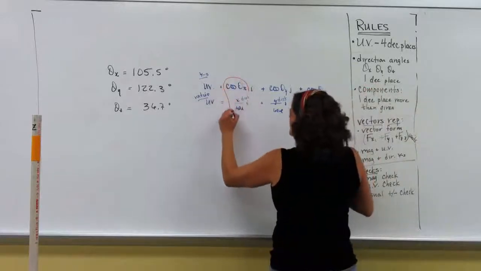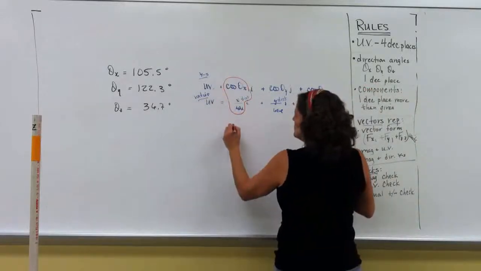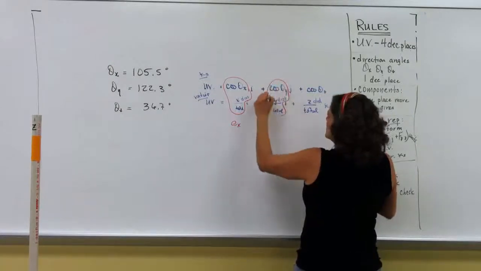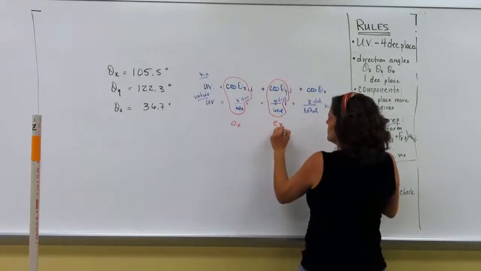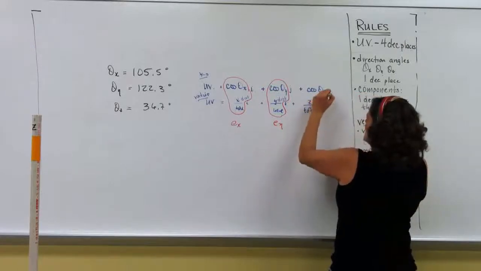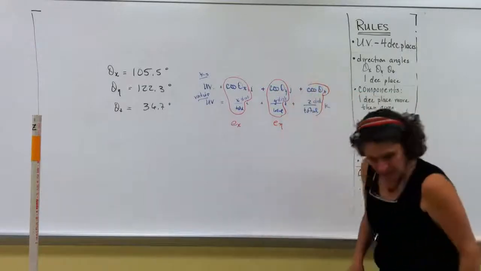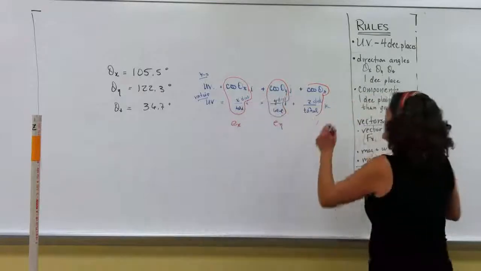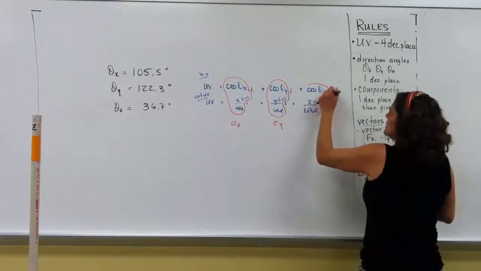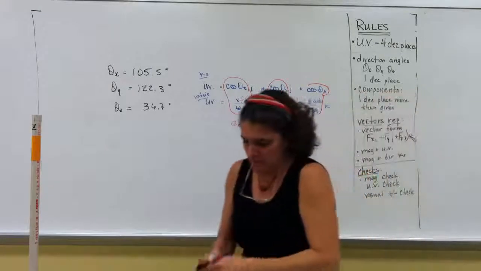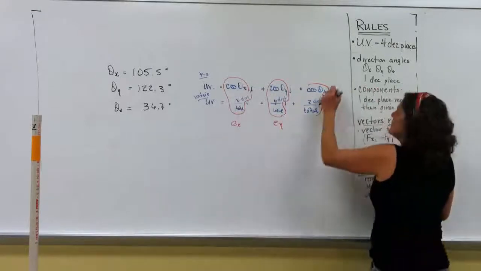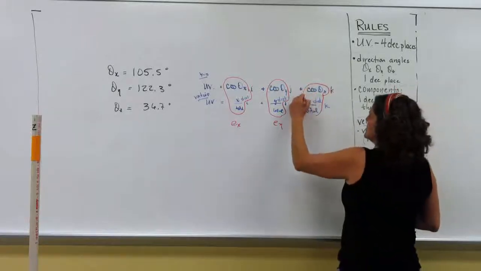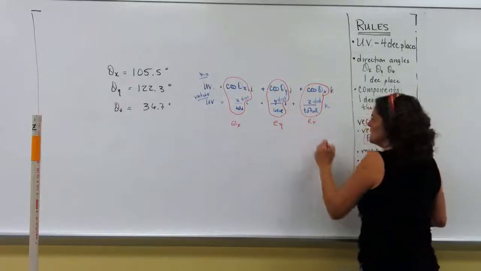You can see that this is really the same as this. These are both the unit vector in the x. These are the unit vector in the y. And this represents our unit vector in the z.